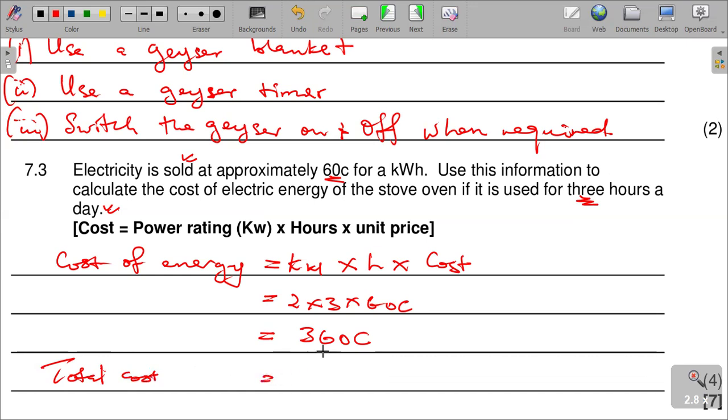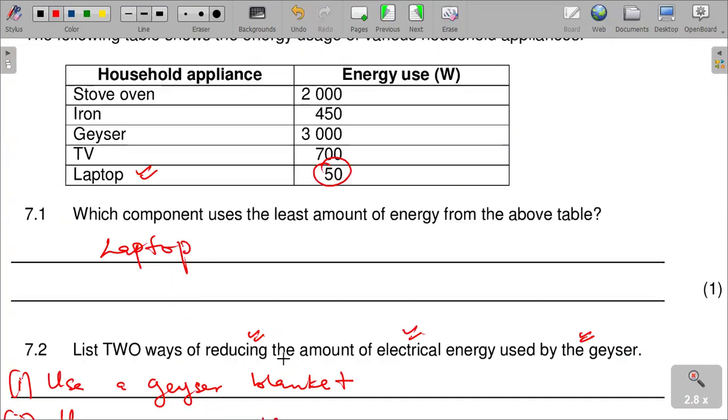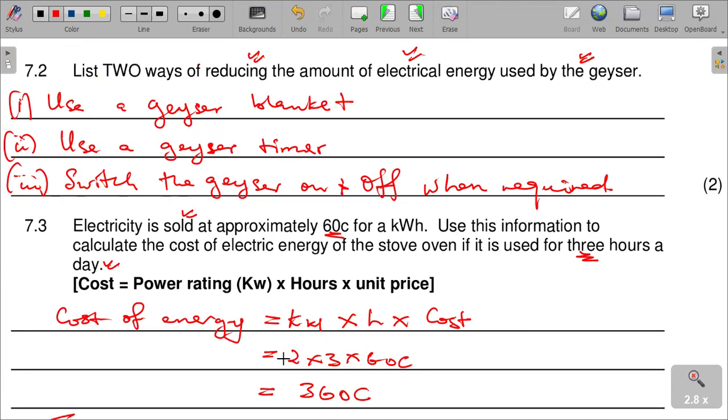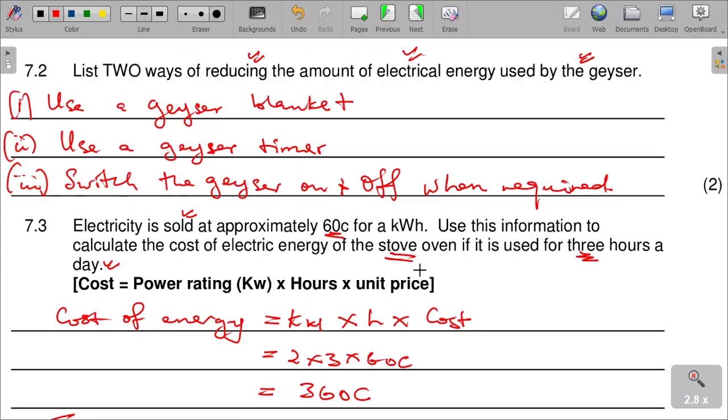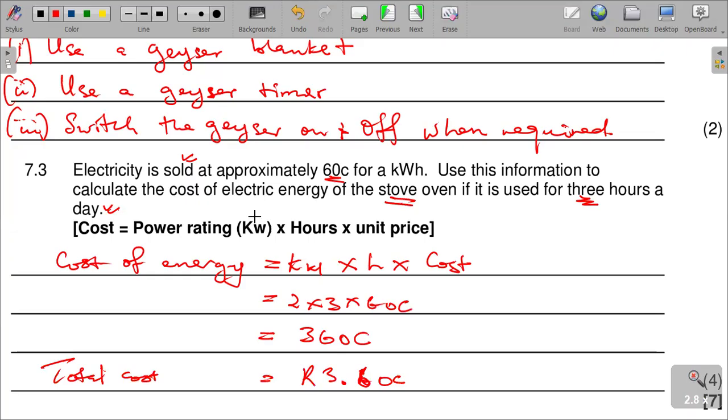The total cost is therefore equal to, we can just convert this into rands, 3 rand 60 cents. 3 rand 60 cents is going to be the final answer, because we are asked to calculate the cost of electric energy of the stove if it is used for 3 hours a day, based on the formula that we are given.